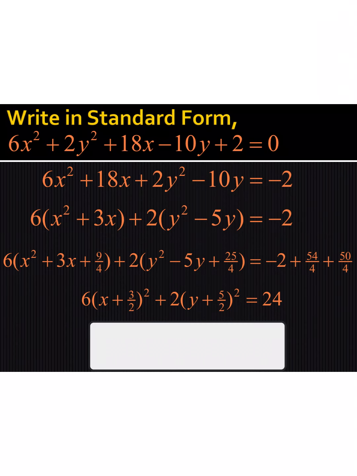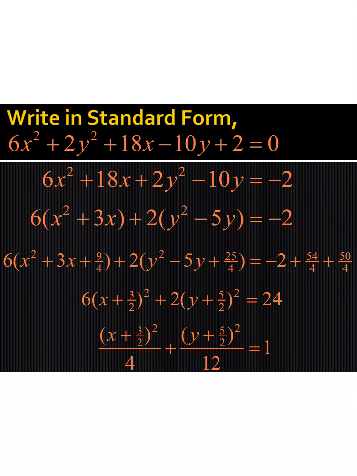And you see that now we have 6 times (x + 3/2)² + 2 times (y + 5/2)² is equal to 24. My last step is I need my equation to equal 1, so I'm going to divide both sides by 24. And when I finish doing that, I have (x + 3/2)² over 4 plus (y + 5/2)² over 12 is equal to 1.